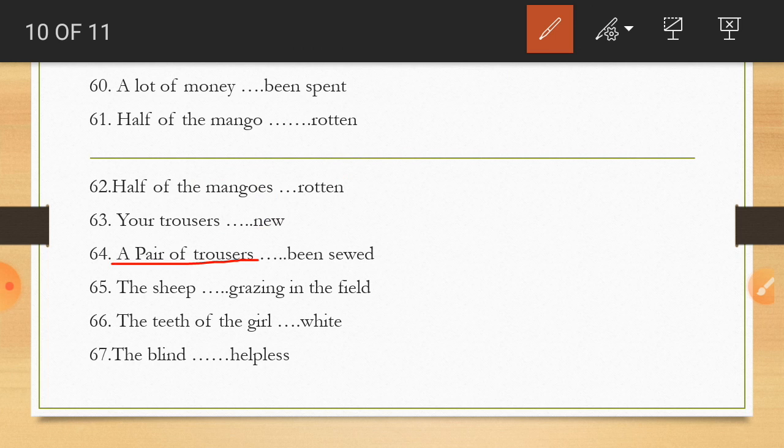Next, the sheep are grazing in the field. Why not "is"? Because "the sheep" denotes a plural sense. The teeth of the girl are white. Whenever you find, as you have seen in the article topic, the rich are happy, here "the rich" means the rich people. Similarly, 67th one, the blind are helpless, meaning all the blind are helpless.